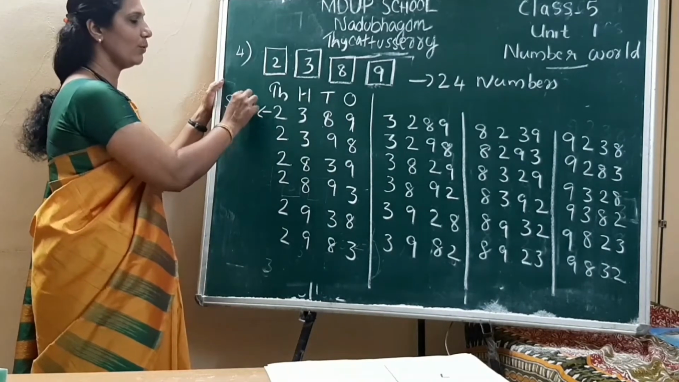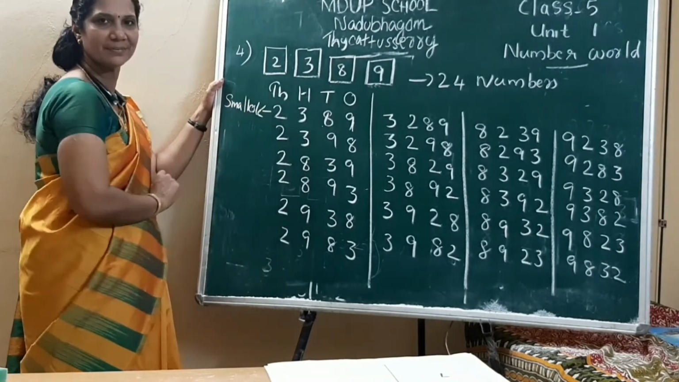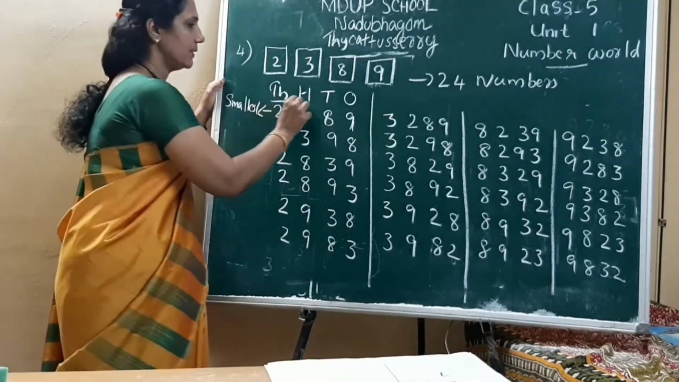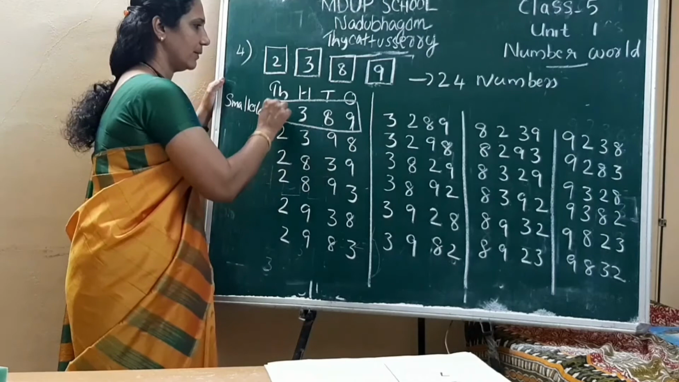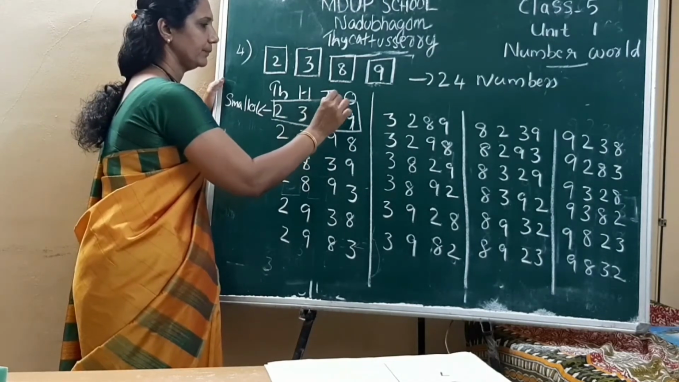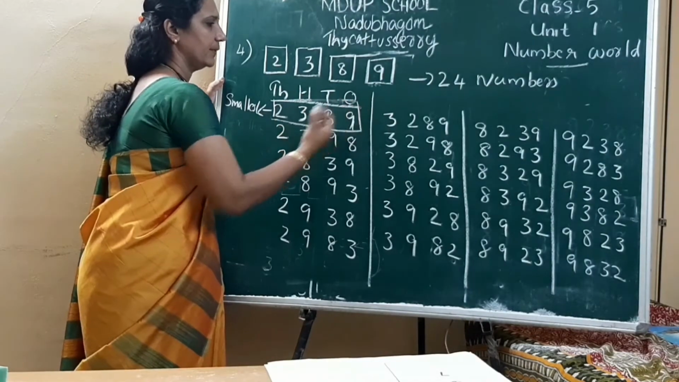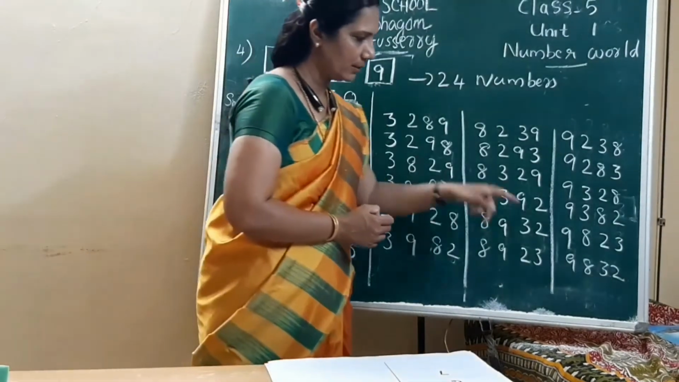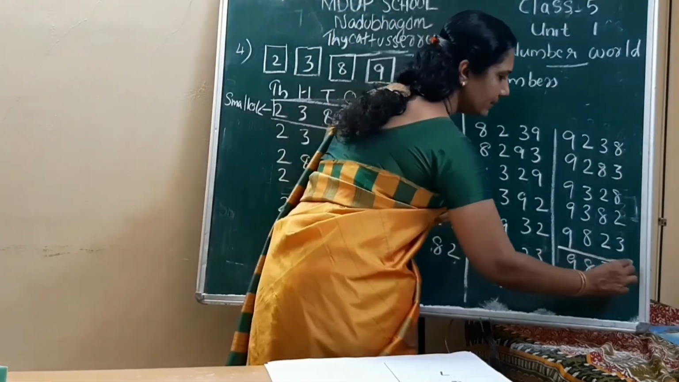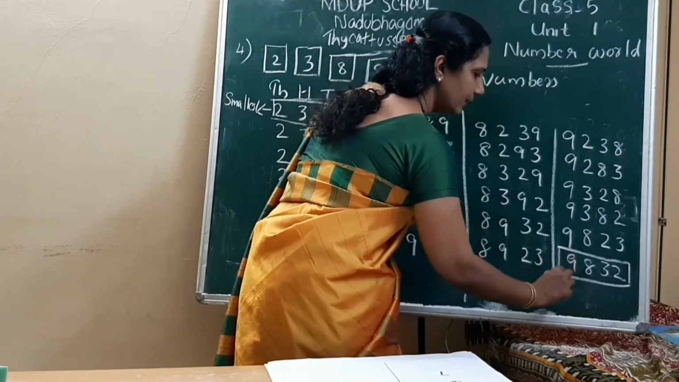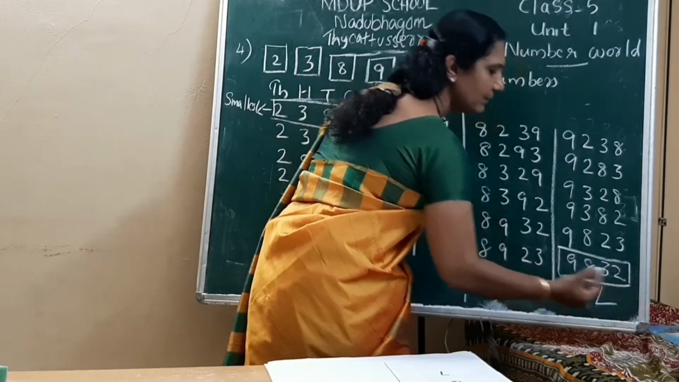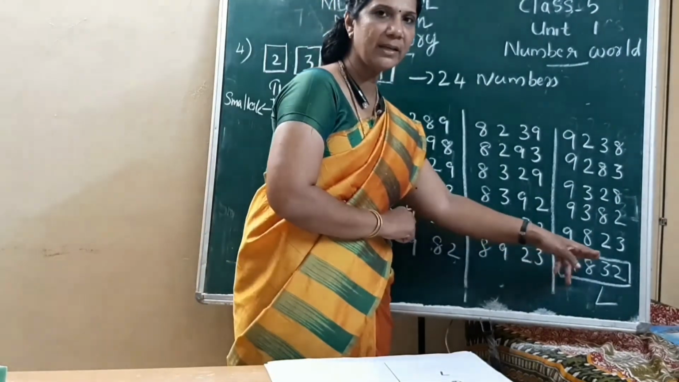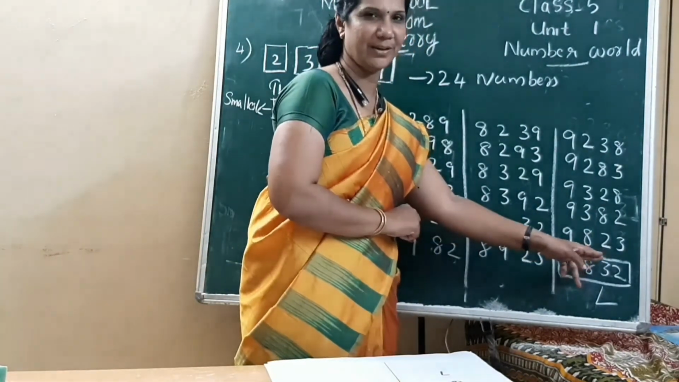Okay, 2389 is the smallest number, isn't it? Okay. Which is the largest number? Can you find it? Okay, 9832 is the largest number. Here the digits are in the decreasing order.